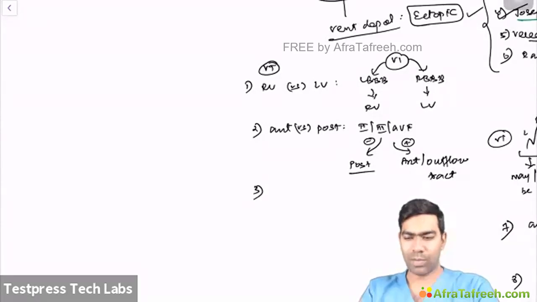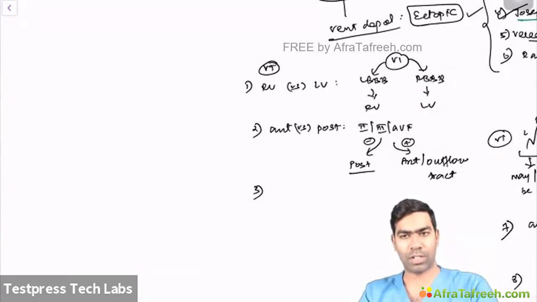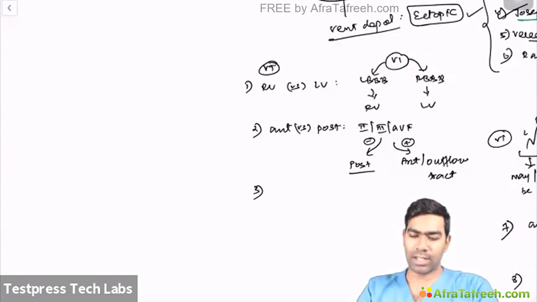Anyway, anterior versus posterior: 2, 3, aVF, if it's negative, it is mostly a posterior origin, and if it's positive, it could be anterior or an outflow tract origin. Then the next thing I have to tell is whether it's coming from the apical area or the basal area.